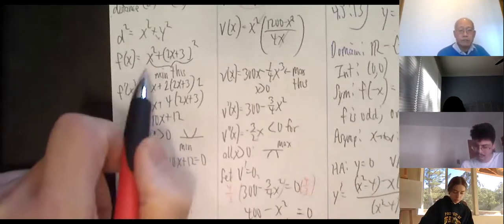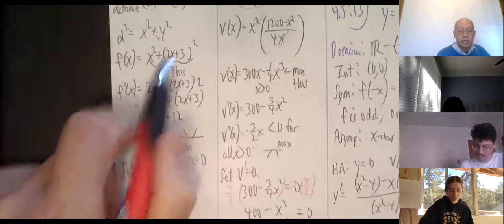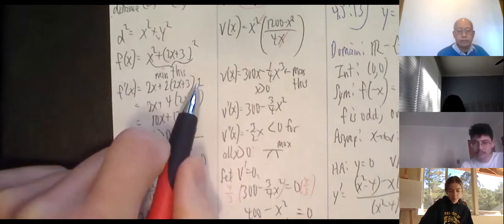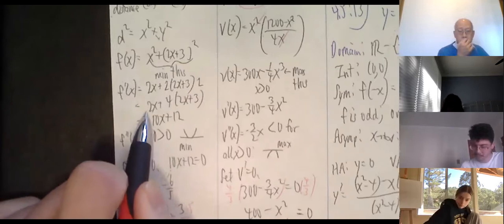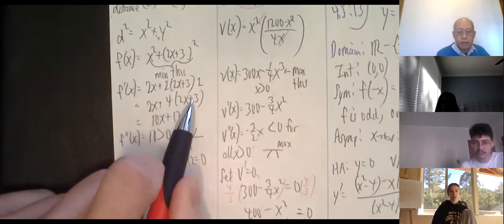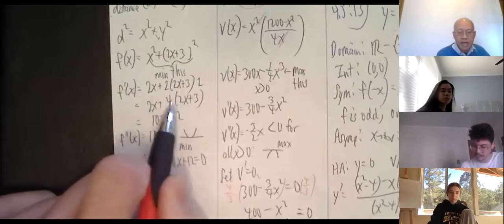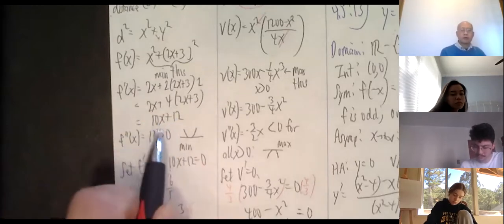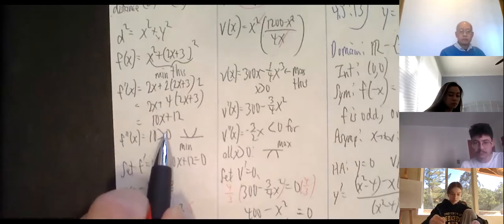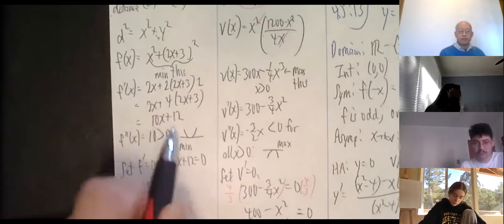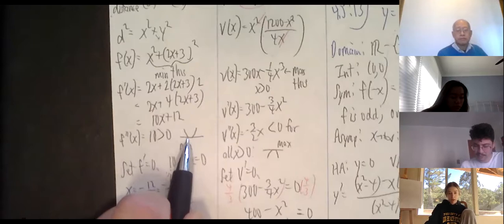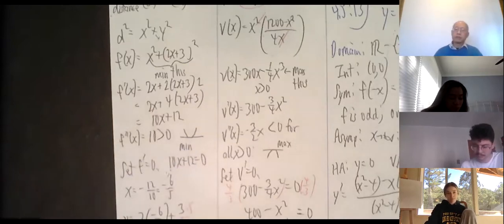Okay, so f prime, the derivative of this, is 2x plus 2 times 2x plus 3 times the derivative of the inside, which is 2, chain rule. That's 2x plus 4 times 2x plus 3. 2x plus 8x is 10x plus 12. The second derivative, f double prime, is 10. That's greater than 0. A greater than 0 second derivative means concave up. So at a horizontal tangent, I will have a minimum. That's what I'm looking for. I'm looking for a minimum, to try to minimize the distance.